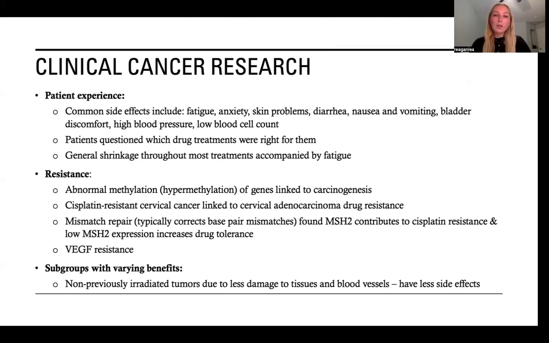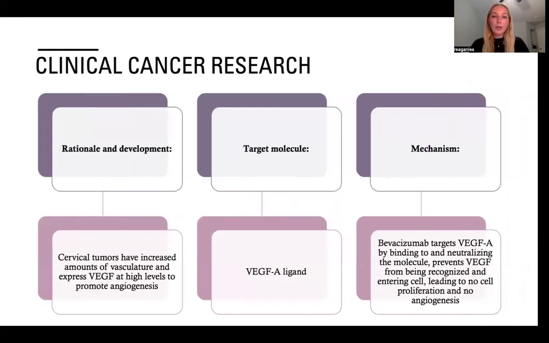And they found that resistance to our drug was typically through abnormal methylation, more specifically hypermethylation. Genes are linked to carcinogenesis through this. You have cisplatin resistance, cervical cancer, which is linked to cervical adenocarcinoma drug resistance. And then you have mismatch repair, which typically corrects the base pair mismatches. But in resistance, it's found that the MSH2 contributes to cisplatin resistance, and lower levels of the MSH2 expression increases drug tolerance. And then they also saw VEGF resistance.